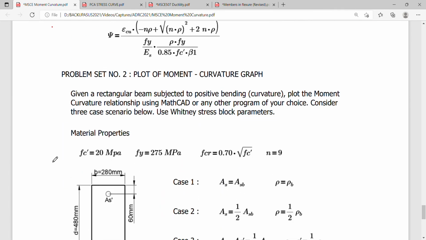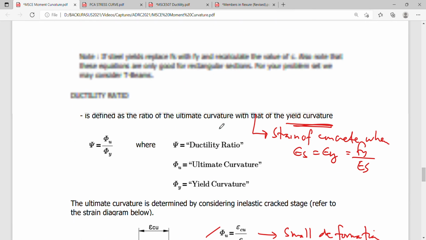Ayan, pumasok na si problem set number 2. But since you are not yet finished on problem number 1, marami, I will not set a deadline on this yet, no? So hanggat hindi yun natatapos, siguro next week na natin pag-usapan yung deadline dito. But I just want you to plot the moment curvature graph given a rectangular beam subjected to a positive bending moment. Yun lang. Consider the three-case scenario that I mentioned.